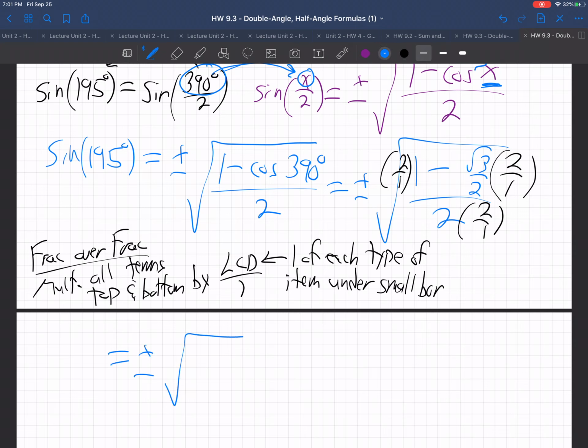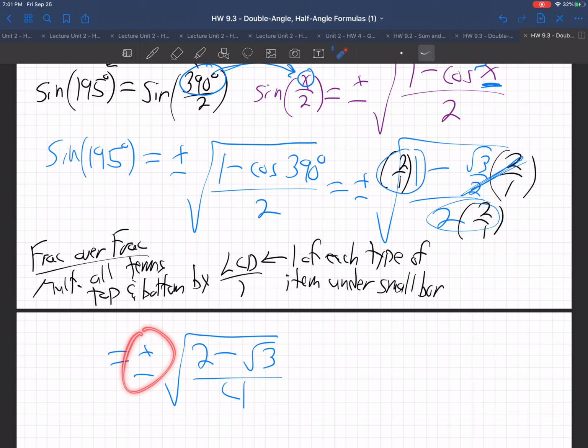Plus or minus the square root. 2 over 1 here is just 2, minus. Here they cancel, root 3. Here, 2 times 2 is 4. There's our answer, except we've got to do something about the plus or minus. Got to figure out what that is.